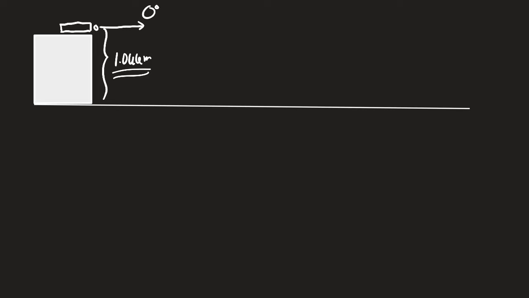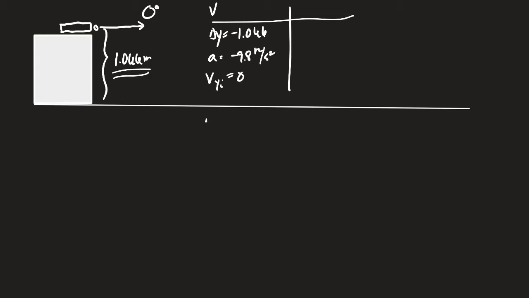All right, so we can figure out how long it was in the air. This is just the vertical side. This is me taking a look at the delta y being negative 1.066, the acceleration being negative 9.8 meters per second squared, and the initial y velocity is 0, so I want the time. Knowing that that's 0, I'm going to use my shortcut: square root of 2h over g. So, this will be the square root of 2 times 1.066 divided by 9.8.